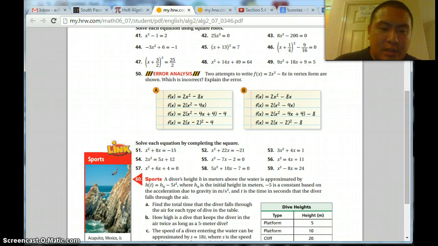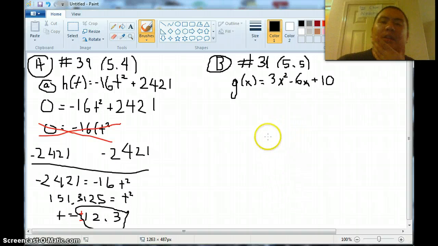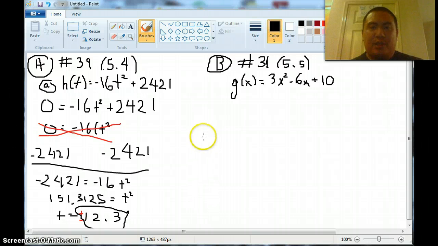Alright, so let's talk about the second one. And these complex number ones are pretty good. I also need to talk about the conjugates, so I'll go ahead and go through B.